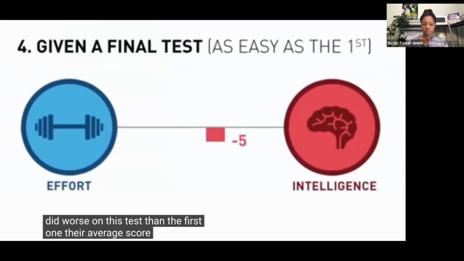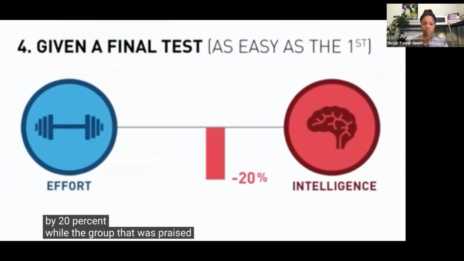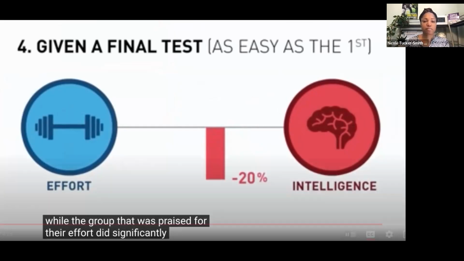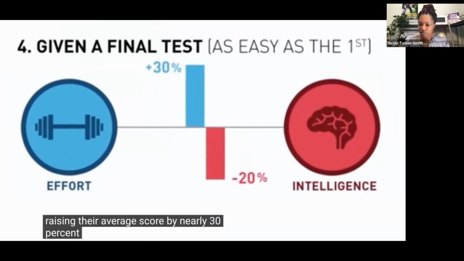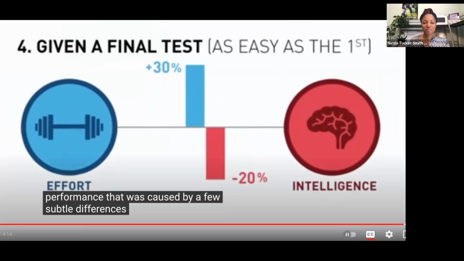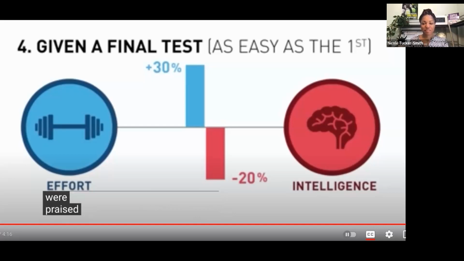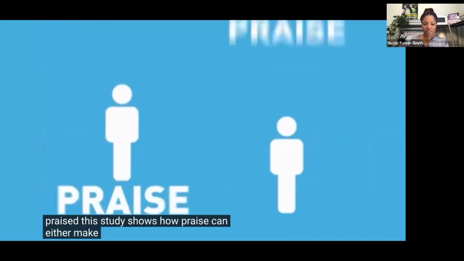Their average score actually dropped by 20%, while the group that was praised for their effort did significantly better, raising their average score by nearly 30%. This is a 50% difference in performance that was caused by a few subtle differences in the way that they were praised. This study shows how praise can either make or break a child's development.